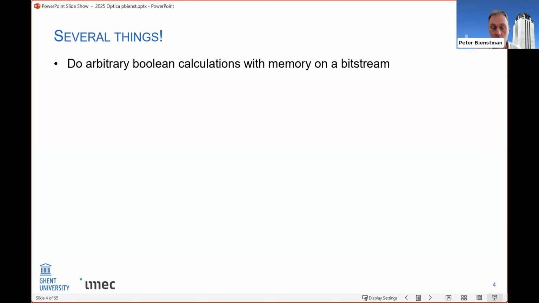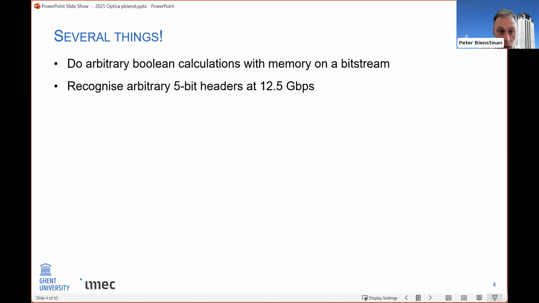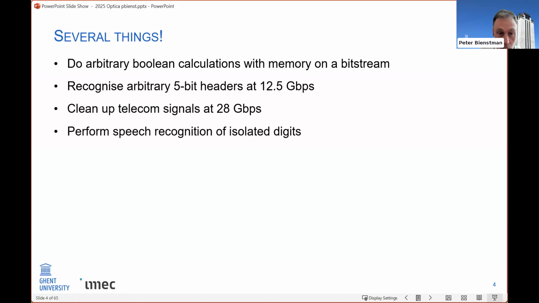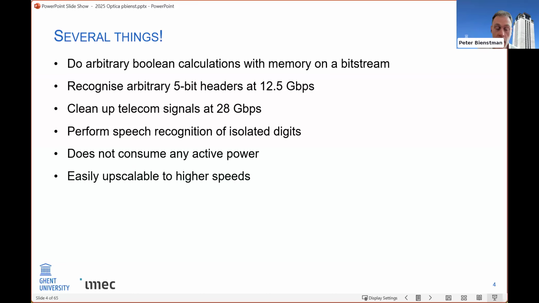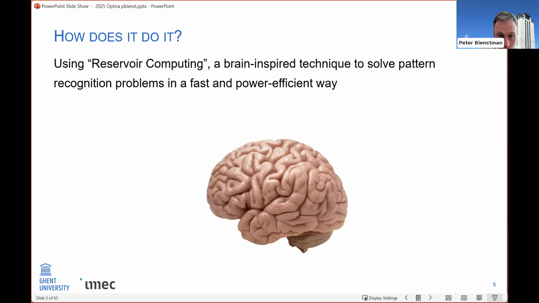So these types of memory-based calculations, you can do bit stream header recognition, telecom signals equalization, but also more analog types of signals like speech recognition of isolated digits. And the nice thing about that particular chip that we introduced at that point in time was that it did not consume any active power. And as we will also show later, it's quite easy to scale this thing up to very high processing speeds.